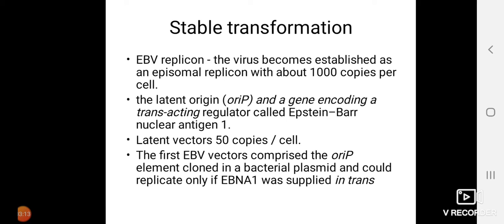Next, another type is the stable transformation. Stable transformation means the transformation obtained by transforming recombinant DNA which carries its own origin of replication, which makes it multiply, even in an episomal or extrachromosomal state, and it can also be inherited into the daughter cells.